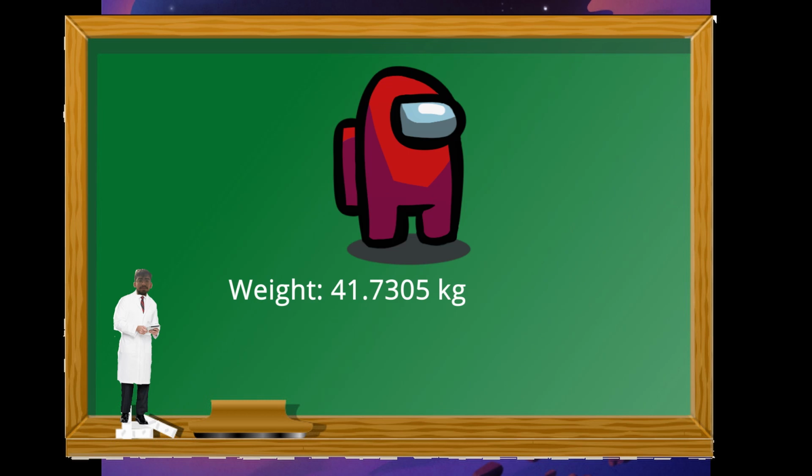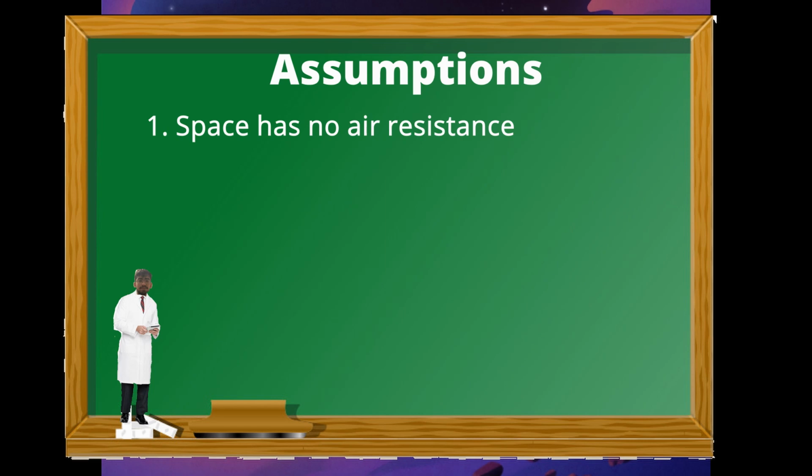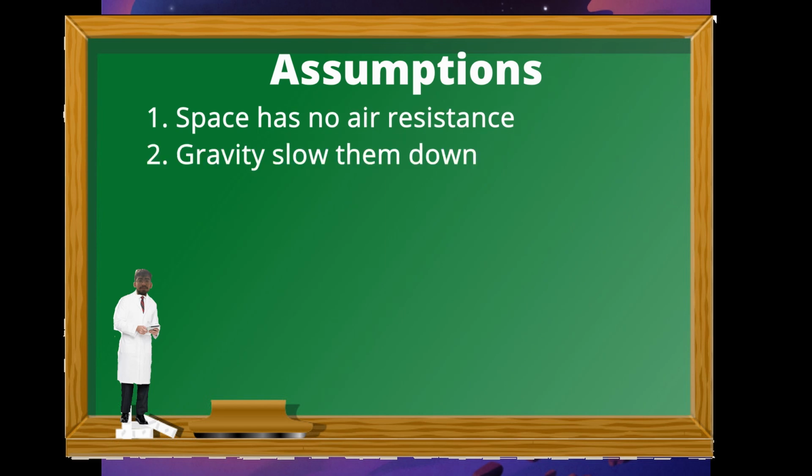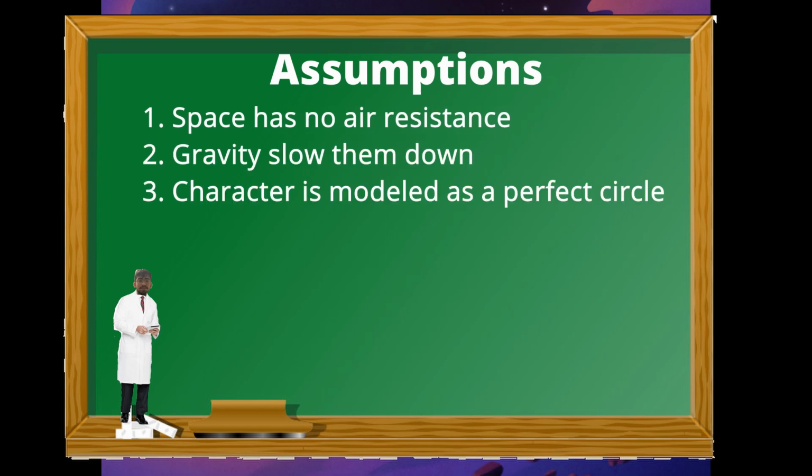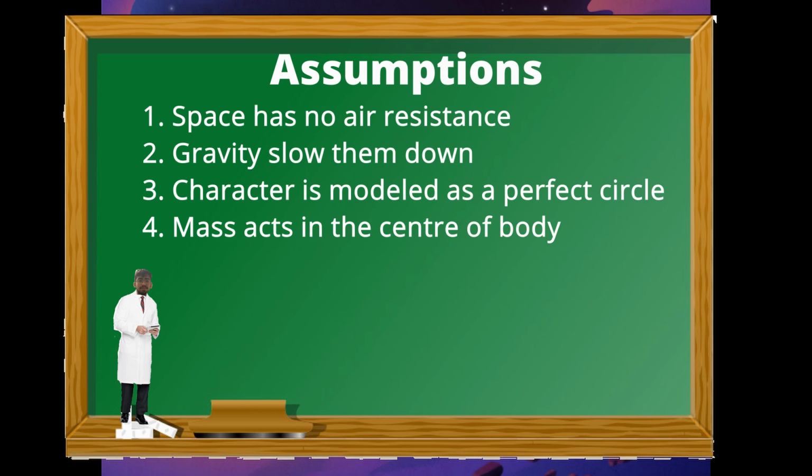First of all, we need to get the things we know. A quick Google search shows us that the weight of an Among Us character is 92 pounds, or 41.7305 kilograms, and it is 106.68 centimeters, which is just about 700 million times as wide as a glucose molecule, and it's about half as heavy as a kangaroo. Assumptions: space has no air resistance, gravity will not slow him or her down, and the character is modeled as a perfect circle with a mass acting in the center of it.